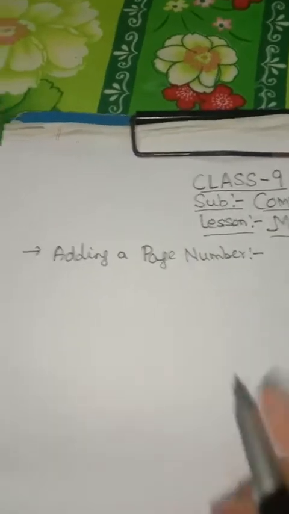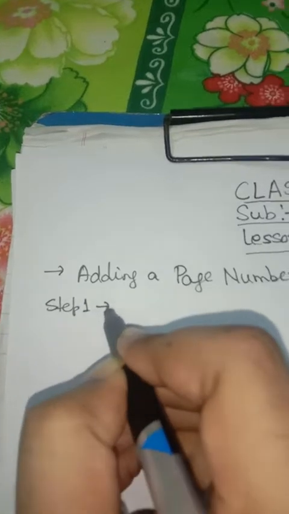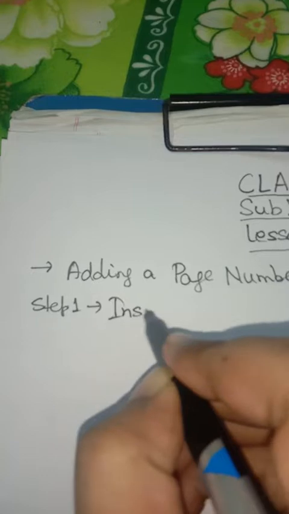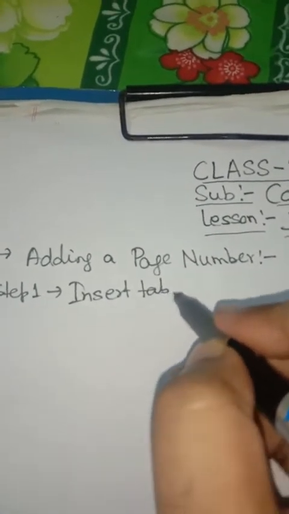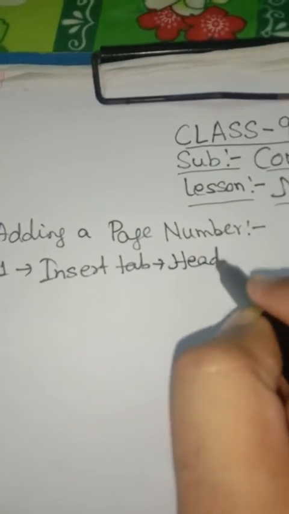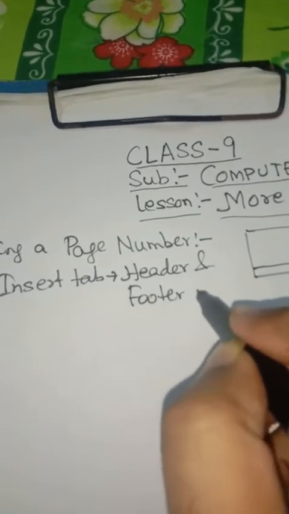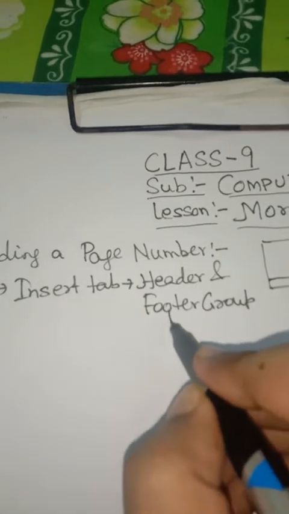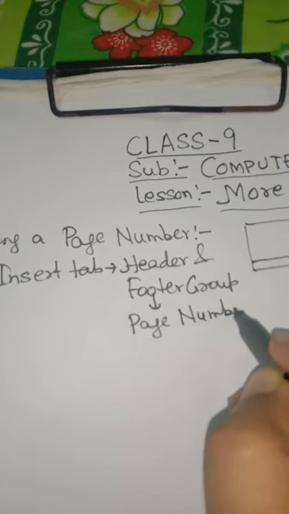The different steps to insert the page number are, first of all, step 1. What is the first step? First of all, move to the insert tab, and from the insert tab move to the header and footer group. And from the header and footer group move to the page number option.